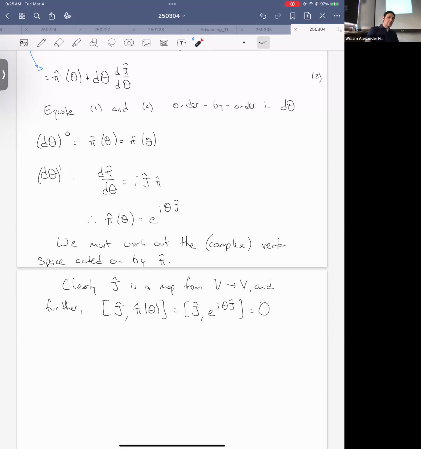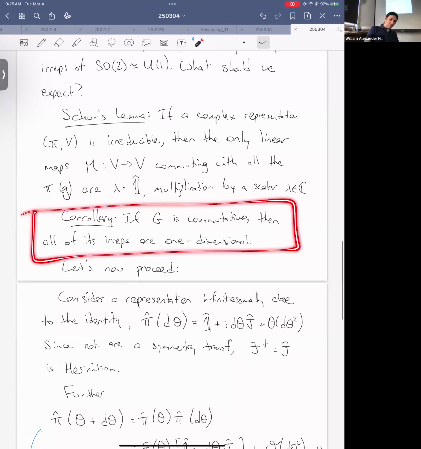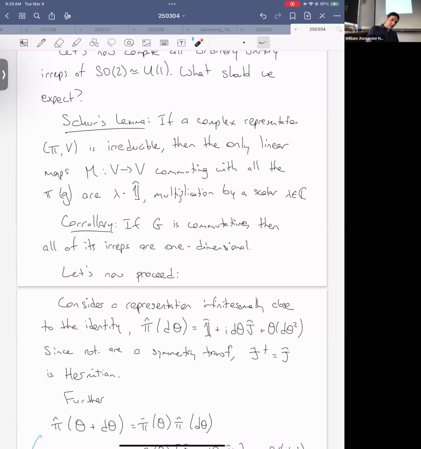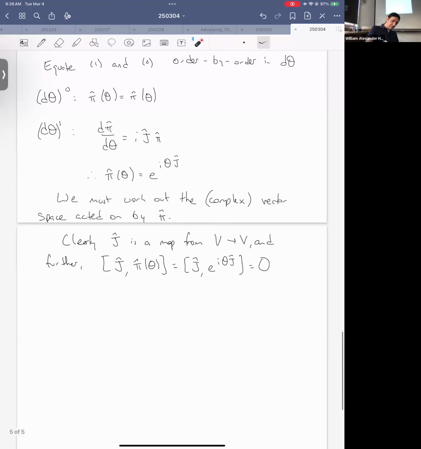Good. Well, the corollary of the previous theorem we're on board with, that everything's one-dimensional. It certainly looks one-dimensional. But we also have that the only linear map that commutes with all of the pi's is some scalar multiple of the identity. So by Schur's lemma, this J must be equal to lambda times the identity on any irrep. Now the lambda may be irrep dependent, and in fact it is irrep dependent. But what we can do is use this lambda to classify, or to label, our irreps.